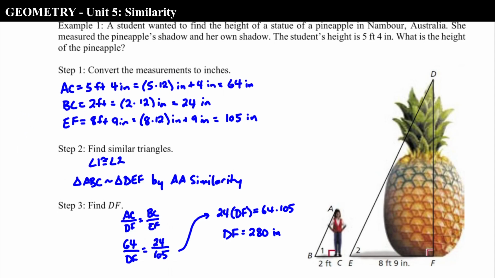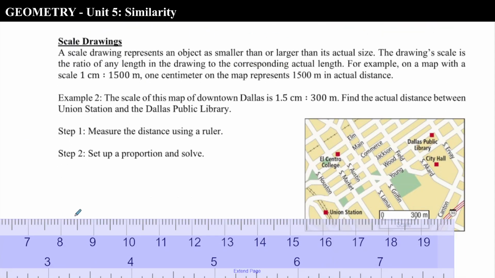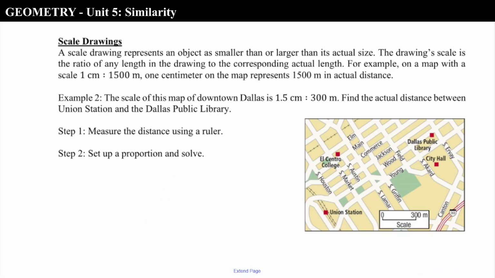Now, the next topic to cover is scale drawings. Let's read the problem. A scale drawing represents an object as smaller than or larger than its actual size, and you see that all the time with maps. An example here is a map with a scale of 1 centimeter to 1,500 meters. And 1 centimeter on the map would represent 1,500 meters in actual distance.